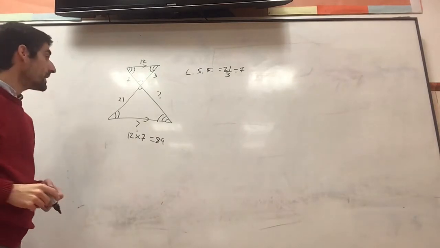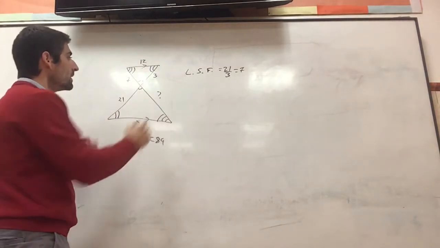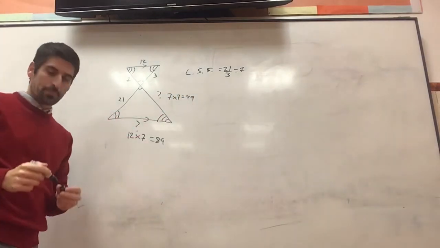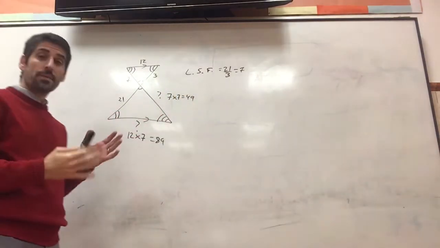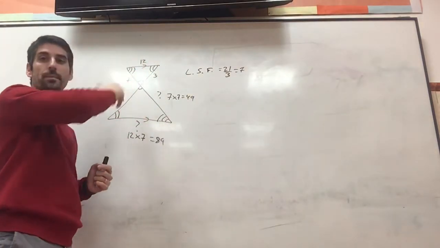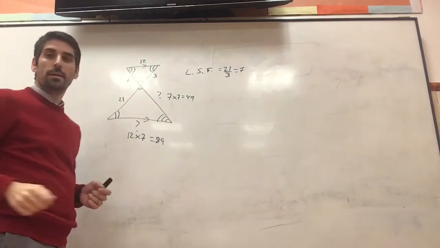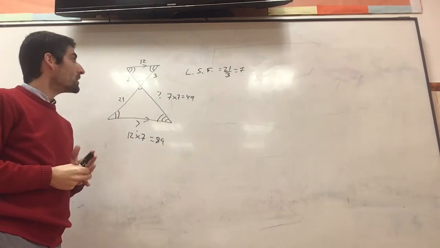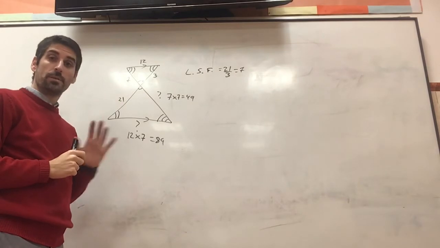Hopefully, I haven't made a mistake. And then this side here is going to be 7 times 7, 49. So that's the only tricky bit with these kind of triangles where they give it to you like that. But hopefully, you just go forward with your drawing and you have it there.